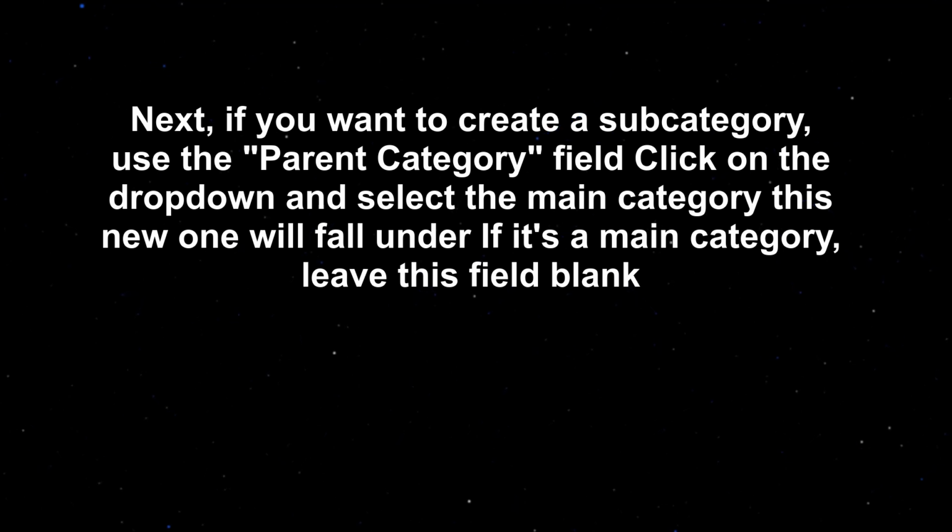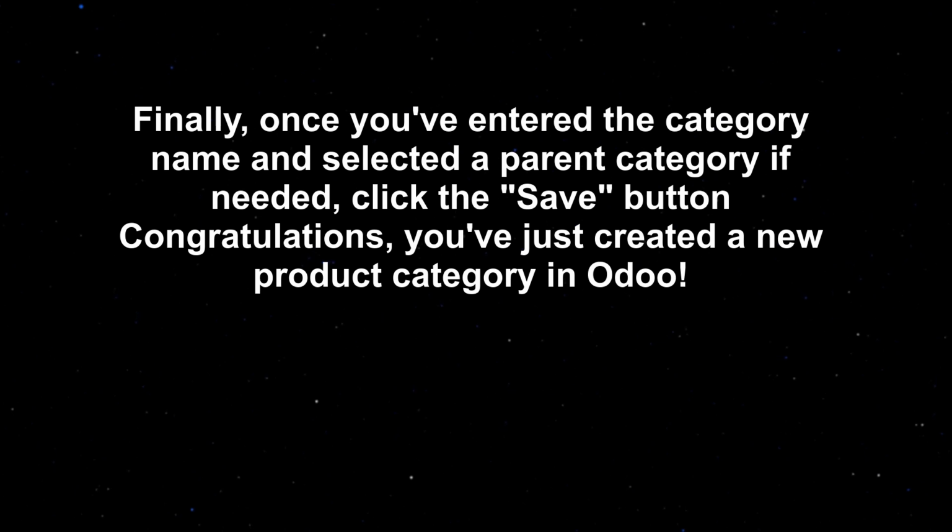If it's a main category, leave this field blank. Finally, once you've entered the category name and selected a parent category, if needed, click the Save button. Congratulations, you've just created a new product category in Odoo.